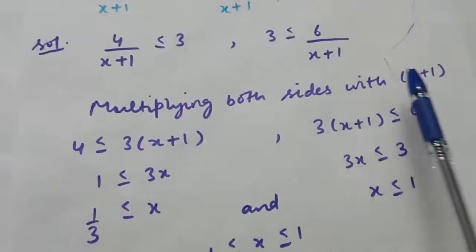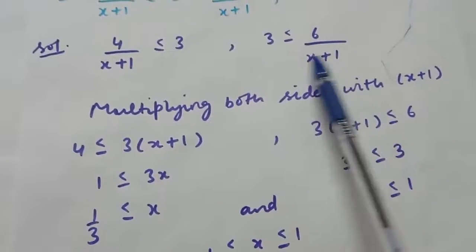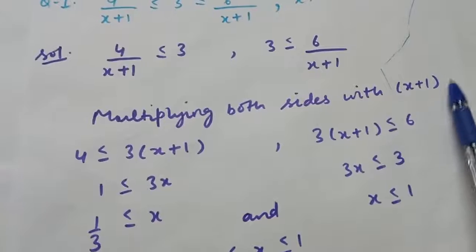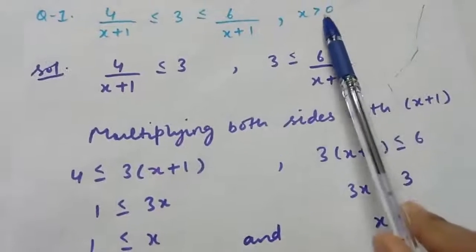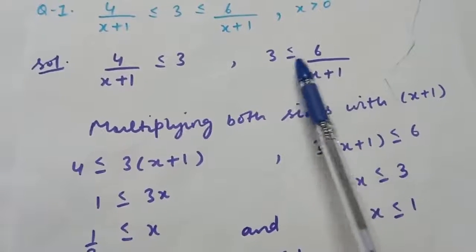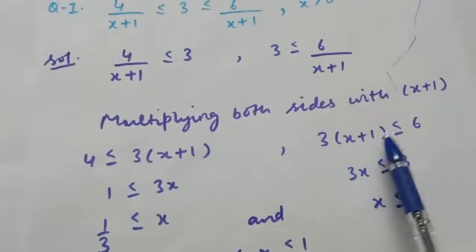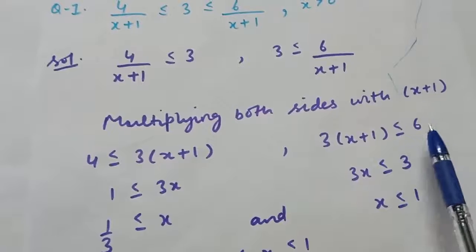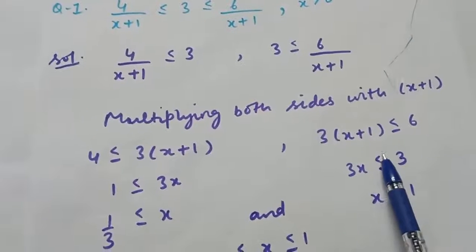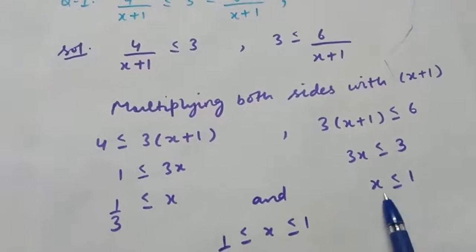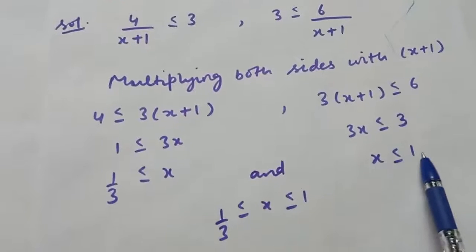Similarly for this also, multiplying both the sides with x plus 1, because we know x plus 1 is a positive number in the given condition. Therefore the sign of the inequality will not change. So 3 into x plus 1 is less than or equal to 6. 3x is less than or equal to 3 and x is less than or equal to 1.